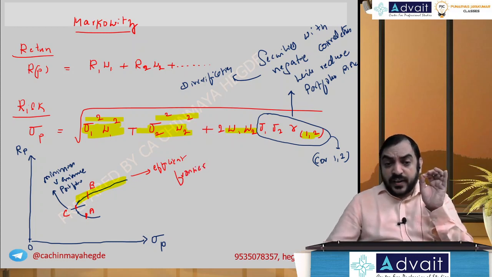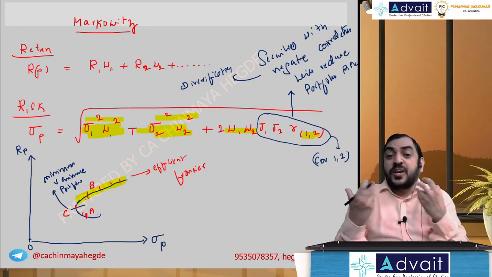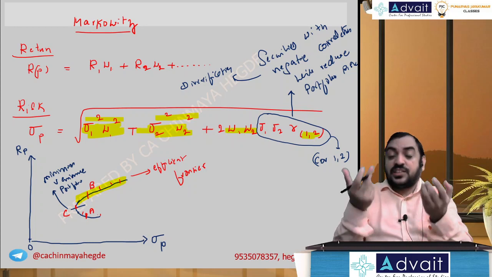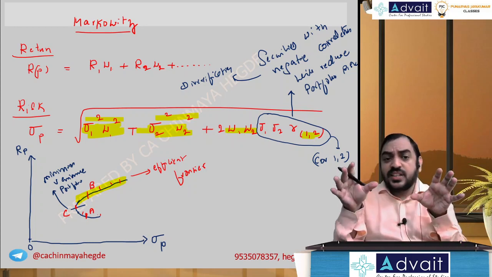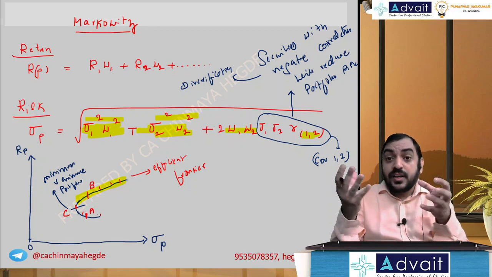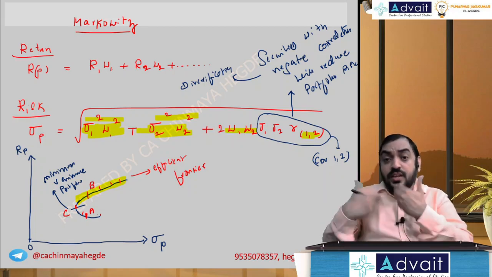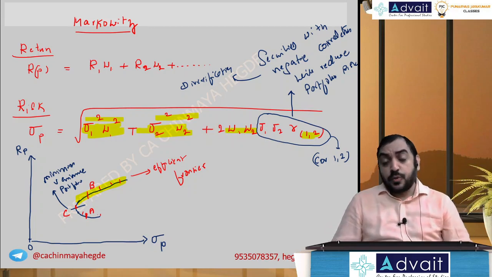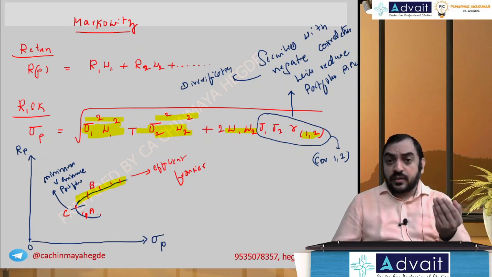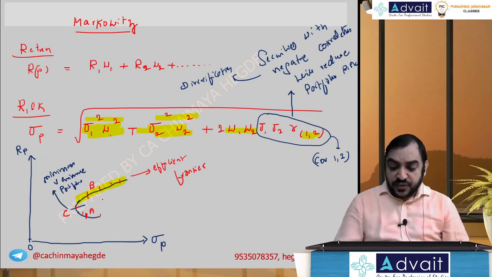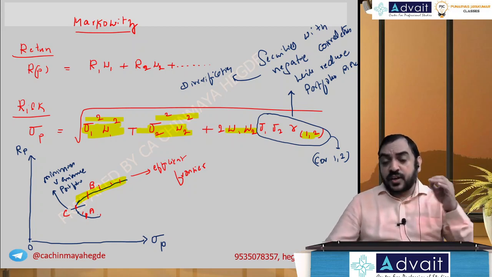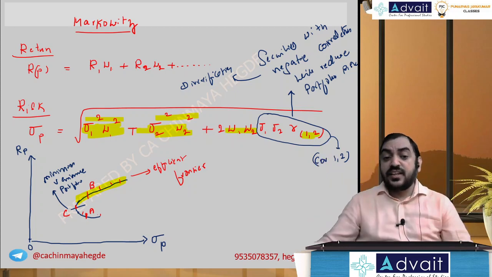Remember, each point on this curve represents a different portfolio having different weights. We are talking about two securities having the same standard deviation and the same average returns, but we change the weights. Once we change the weights, portfolio returns will change, portfolio risk will change. But there will be a point where risk starts increasing and return also starts increasing. That is called the efficient frontier, because on the efficient frontier, if you move to higher risk, you get higher return.